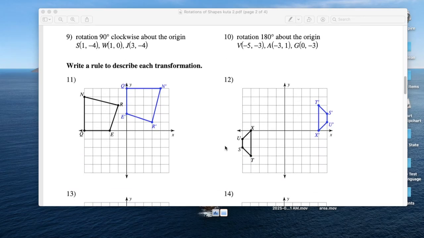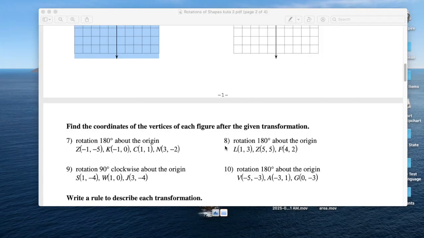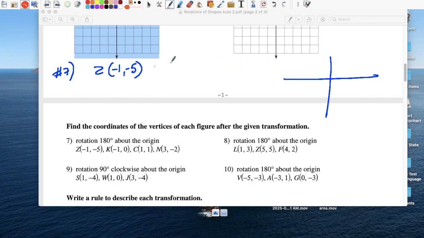Now, I'm going to do number 7. I just need some room here. So without graphing, let's do point number 7. So Z is (-1, -5). I need you to imagine where it is. I'll do point by point. Z right now, (-1, -5), is somewhere here in quadrant 3. It says rotate 180, so Z is going to end up where?